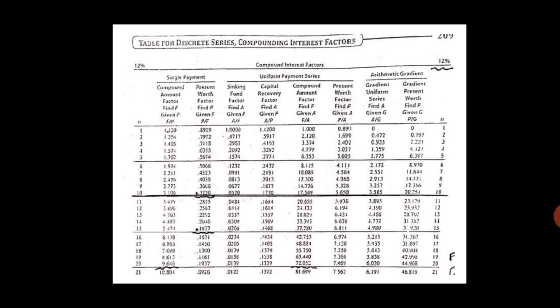Now annually I am getting 7,20,000 rupees. After 20 years, what is the value of that 7,20,000 rupees every year for 20 years? This is a uniform series, uniform payment series. Here the compound amount factor is find F given A. I know A is 7,20,000 rupees, so I have to find F using the compound amount factor, and that is 72.052.